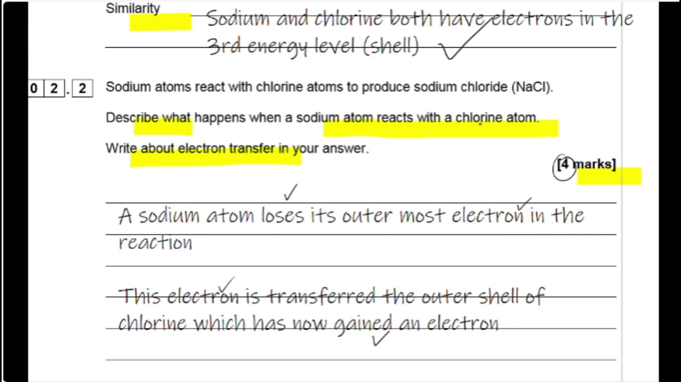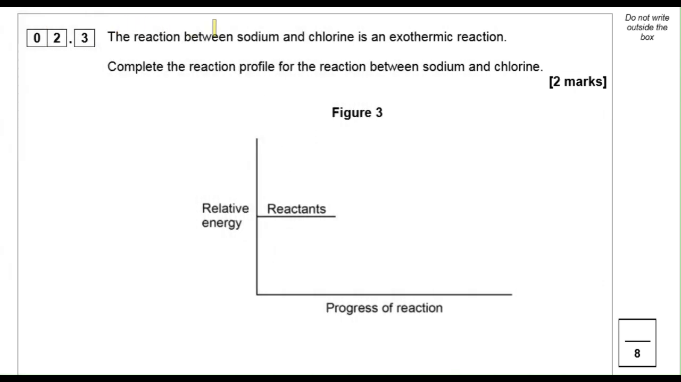Question 2.3. The reaction between sodium and chlorine is an exothermic reaction. Complete the reaction profile for the reaction between sodium and chlorine for 2 marks. This is another bog standard reaction profile. The key is exothermic, so the products must be lower than the reactants and you must have this exact shape, a mark for the curve and a mark for the products lower than the reactants.